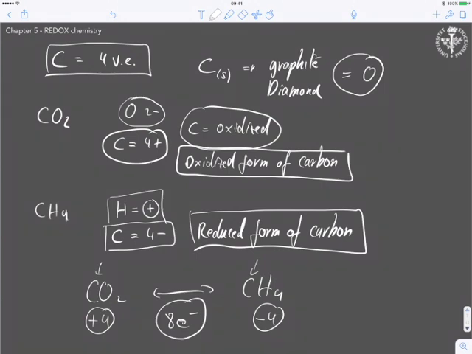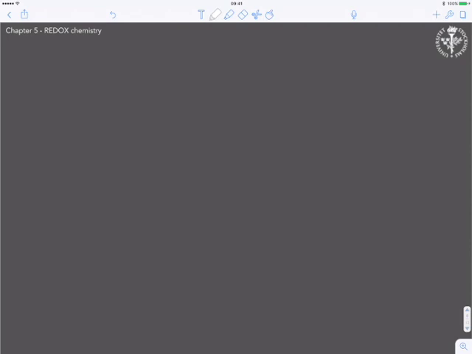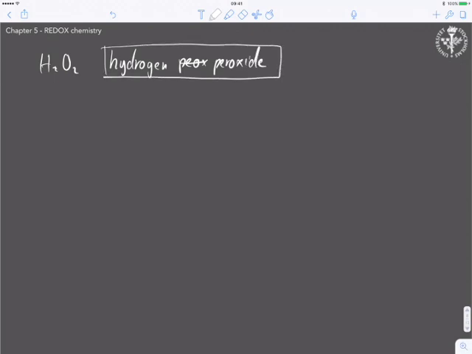I'm just going to illustrate this rule, and the exception to the rule, by taking a substance called H2O2, hydrogen peroxide. This is what you're using to bleach your hair if you want to turn blonde, for example. And what is the oxidation state of oxygen in hydrogen peroxide? If you draw the molecule, it will look a little bit like that.